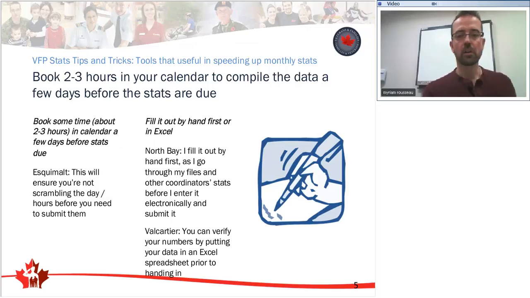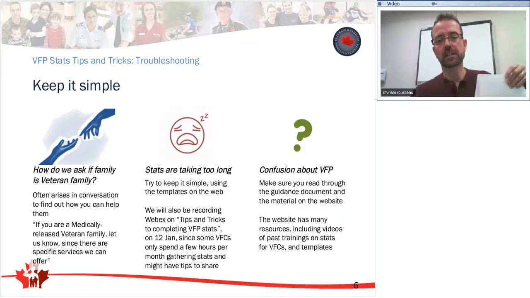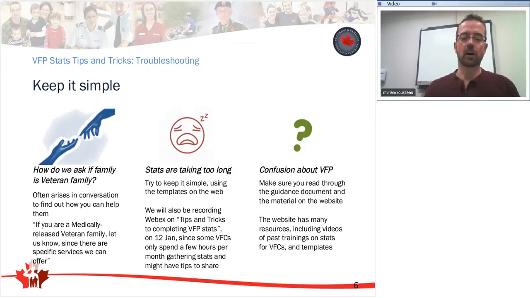Okay, so what about tips and tricks in terms of troubleshooting? So basically the key message here from you guys and from me, based on my experience, is just try to keep it simple wherever possible, right? So for instance, with Shiloh MFRC on Tuesday, a lot of them had the question, so how do we ask a family, if they're a veteran family, without sounding like we're gatekeepers, without sounding like we're trying to turn them away if they aren't part of our client population?